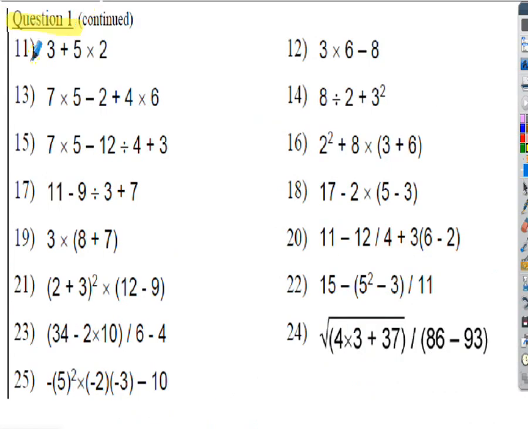Question 1 continued. This is part 11 through to part 25. Again, I would encourage you to start the presentation and attempt these questions. They all relate to the use of BODMAS. Just be careful with question 23, it does actually involve fractions to find the final answer. The list of answers are shown on the following slide.